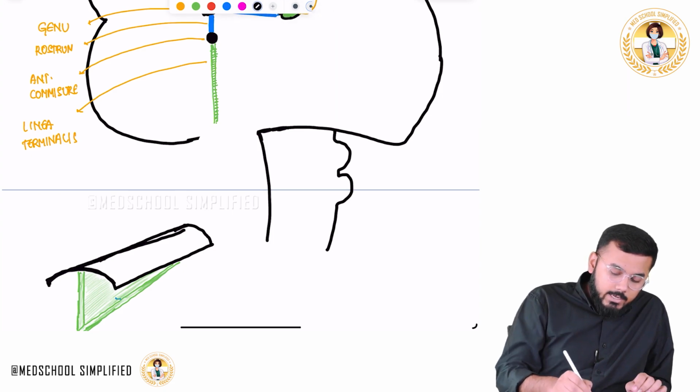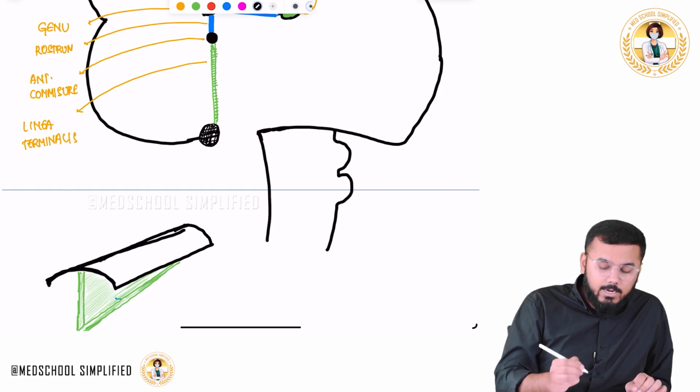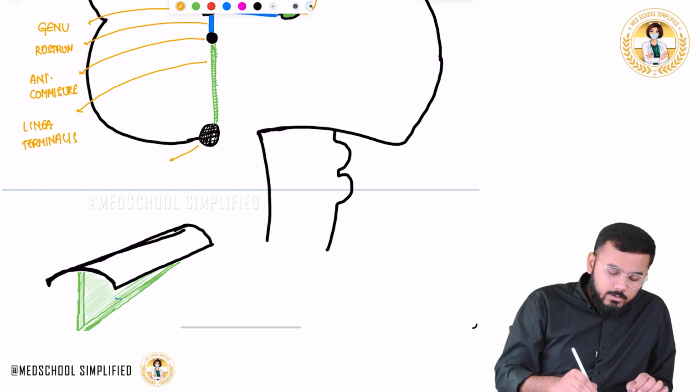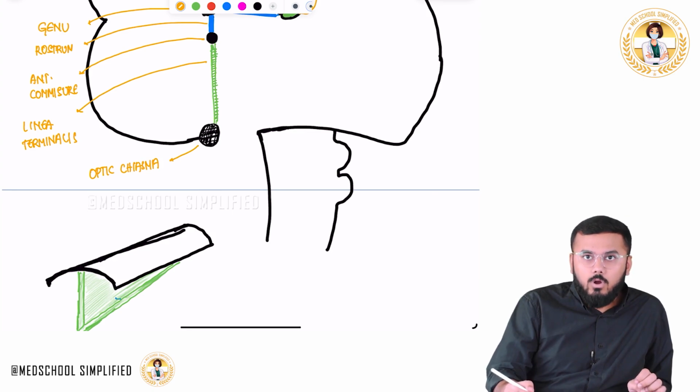Beneath your lamina terminalis, you have another important structure. This structure, which is located beneath your lamina terminalis, is called your optic chiasma. So one is your lamina terminalis, and beneath it you have the optic chiasma.